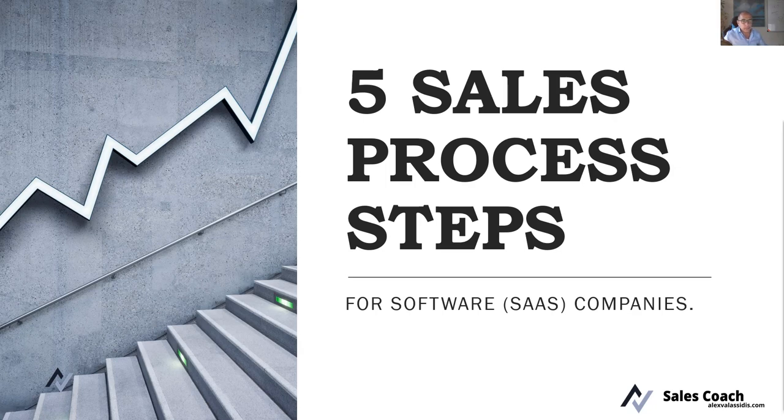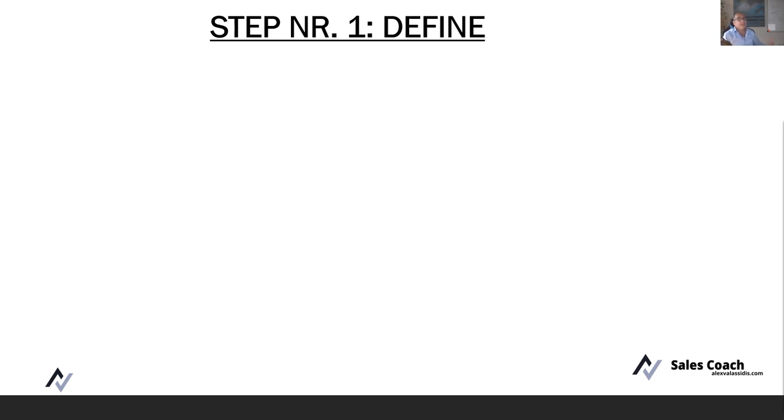So the first step that you need to take in order to be able to create the sales process is to define the characteristics that compose this sales process. And by characteristics, I mean the product, the market, the companies that you want to target, and finally, which decision makers you want to engage in the sales process. So let's have a look.